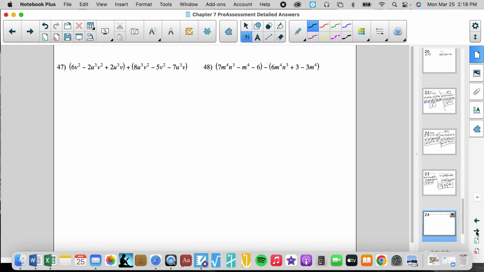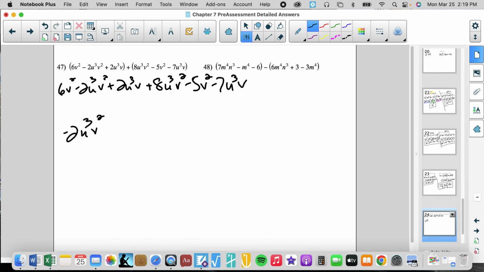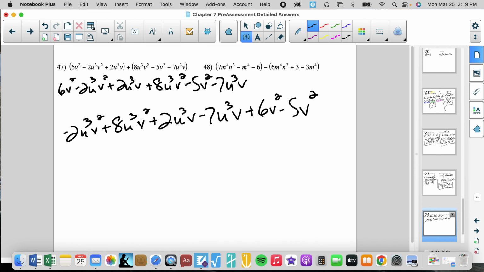Oh my goodness. All right, I need smaller writing. 6v squared minus 2u to the third v squared plus 2u to the third v plus 8u to the third v squared minus 5v squared minus 7u to the third v. So I'm going to have u to the third: negative 2u to the third v squared plus 8u to the third v squared. Then we have 2u to the third v, and negative 7u to the third v. And then we have 6v squared and negative 5v squared. That's standard form. U's are going to come before v's.